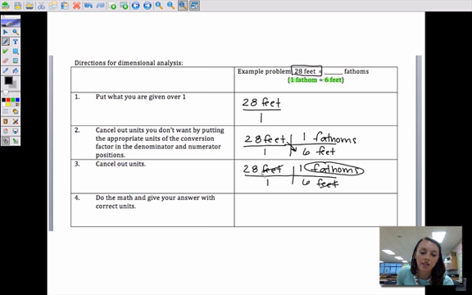Now the math would look like this. So we have 28 next to 1, we're going to multiply, and then we're going to divide by 1 times 6. So to make that look a lot nicer, we would say, okay, 28 times 1 divided by 1 times 6 fathoms equals 28 over 6, which is equal to 4.66 fathoms.